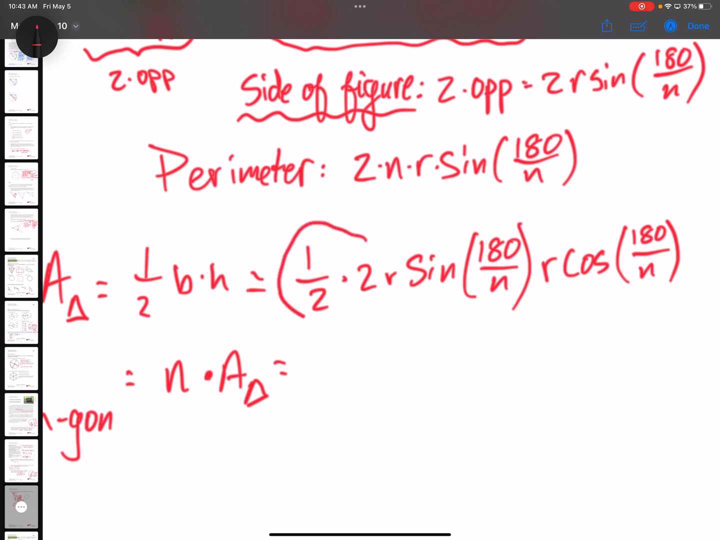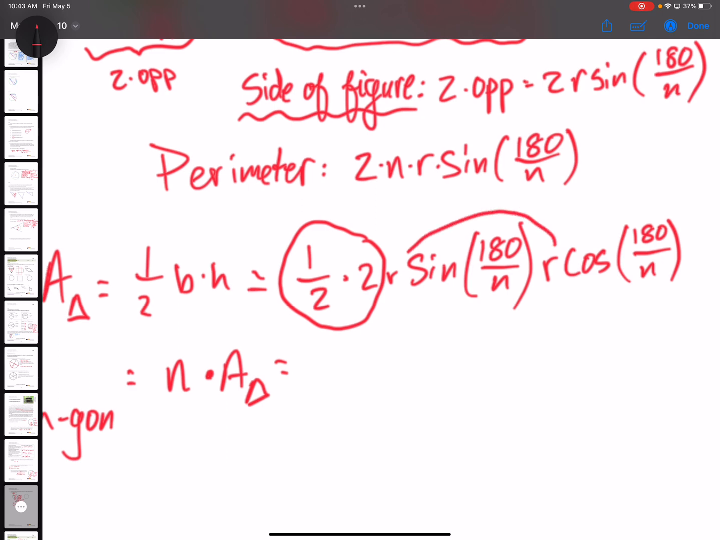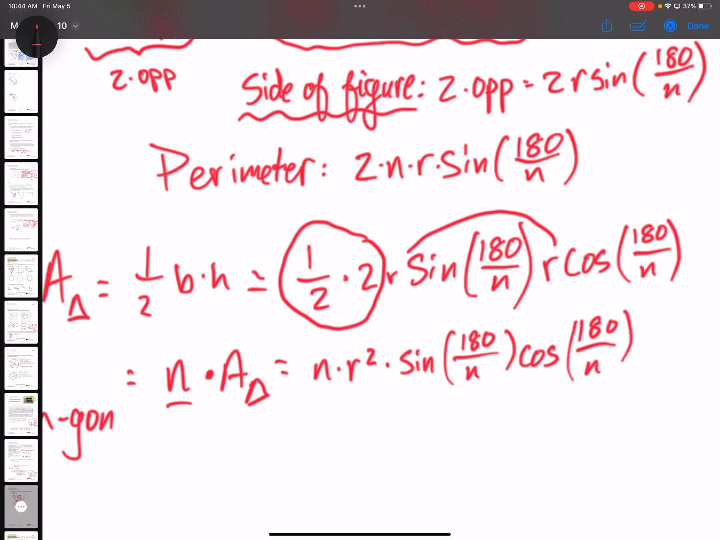Also, just real quick, what's 1/2 times 2? It's just 1, right? And what's r times r? It's just r squared. So now we take n times r squared times sine of 180 over n times cosine of 180 over n.